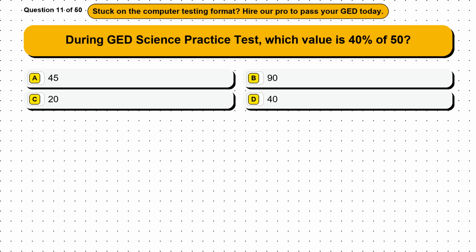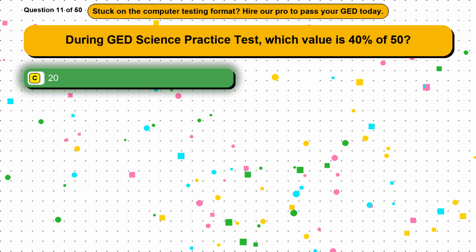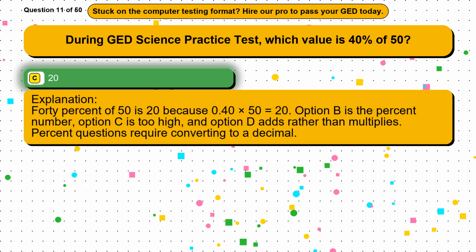Question 11. During GED Science Practice Test, which value is 40% of 50? Option A, 45. Option B, 90. Option C, 20. Option D, 40. The correct answer is option C. 20. 40% of 50 is 20 because 0.40 times 50 equals 20. Option B is the percent number, option C is too high, and option D adds rather than multiplies. Percent questions require converting to a decimal.